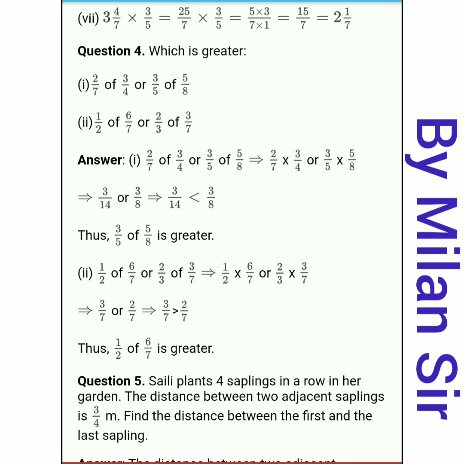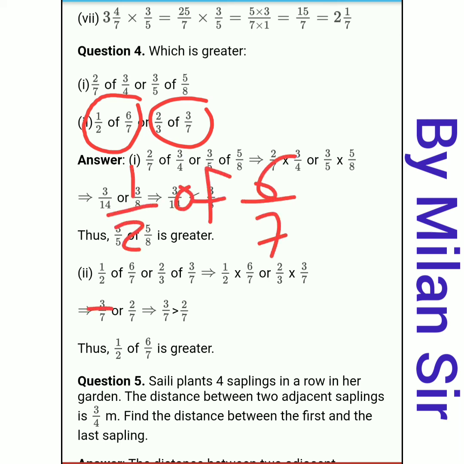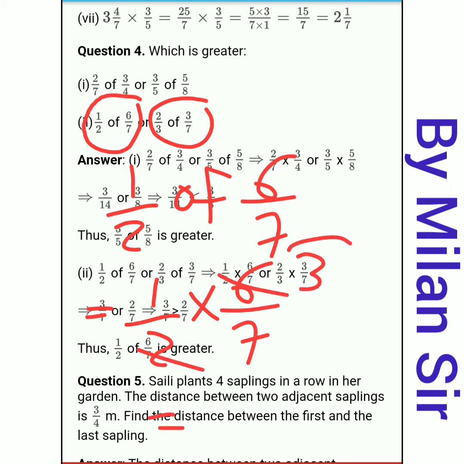Now second question, 1 by 2 of 6 by 7 or 2 by 3 of 3 by 7. Here again we have two parts. Right, so first of all, first part, 1 by 2 of 6 by 7. Now put multiplication sign in place of 'of'. Right, so here 6 by 7. Now we can cut this, 2 threes are 6. Right, so in numerator 3, denominator 7. So 3 by 7. This is the answer of our first part. Okay, 3 by 7.